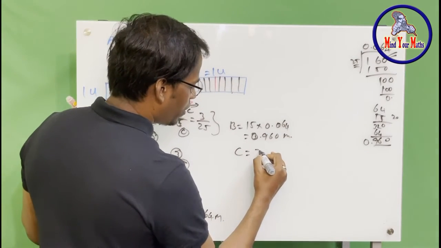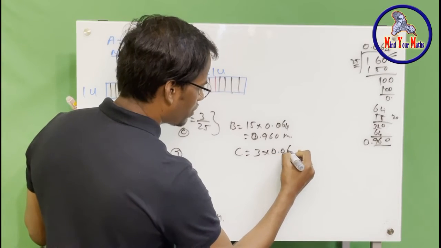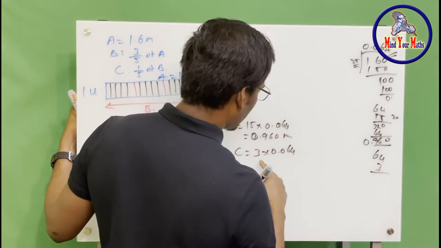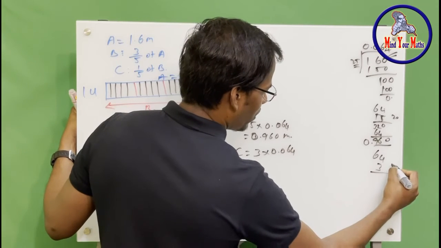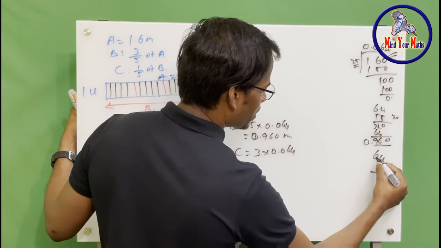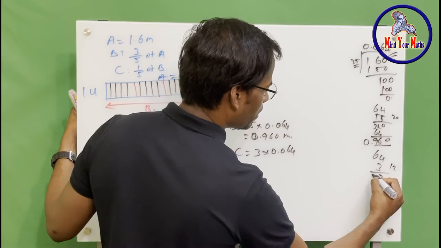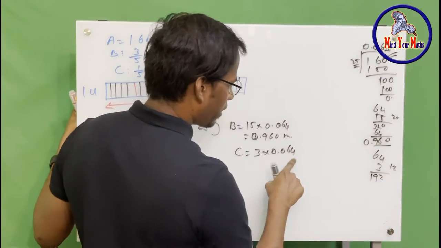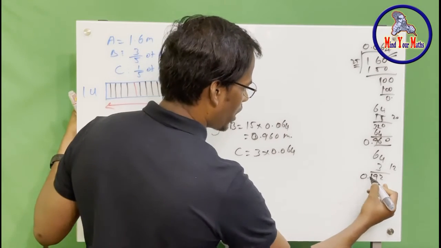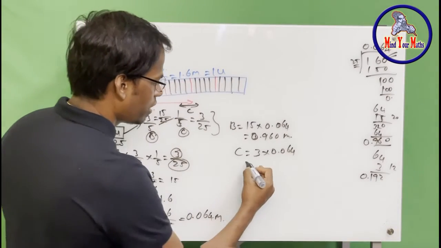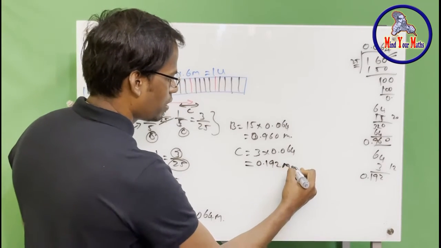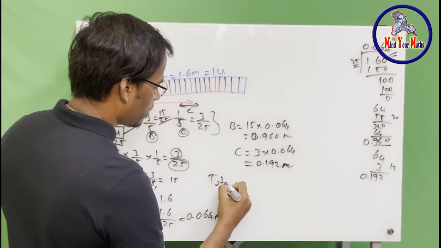Now let's find C. C is equal to 3 units. So 3 times 0.064, which is 64 multiplied by 3. 3 times 4 is 12. 3 times 6 is 18, plus 1 is 19. And we need to put 3 decimals here. So C equals 0.192 meters.